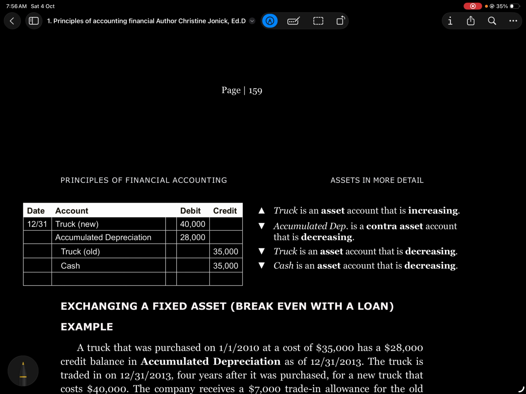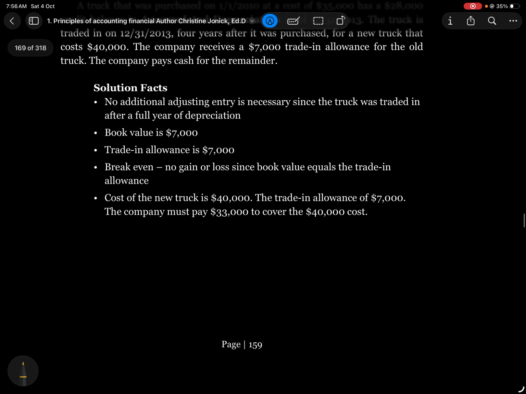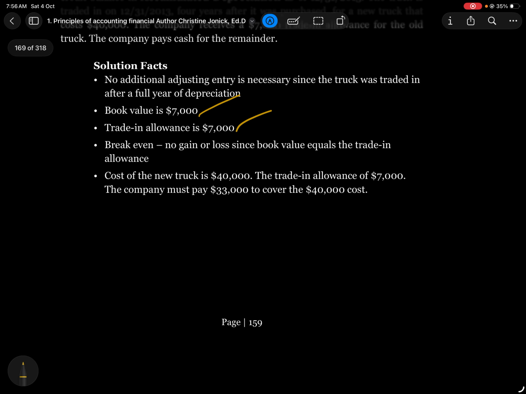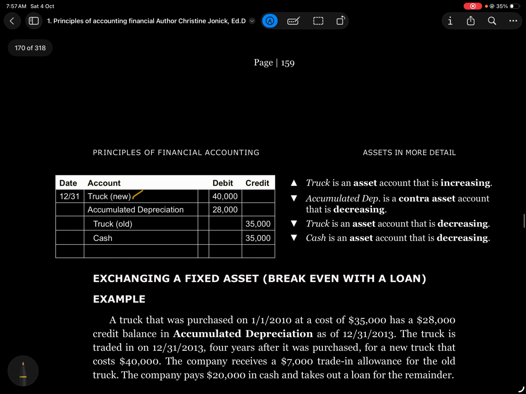If we are doing an exchange, we suppose that our trading value is the same as the book value. In that scenario, no gain or loss will be booked. So this is very much similar. We debit the new truck, debit depreciation, credit the old truck, and then credit cash as well. We might have to add some more cash in it as well.